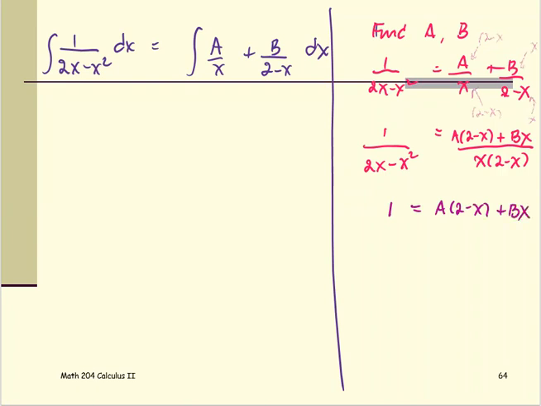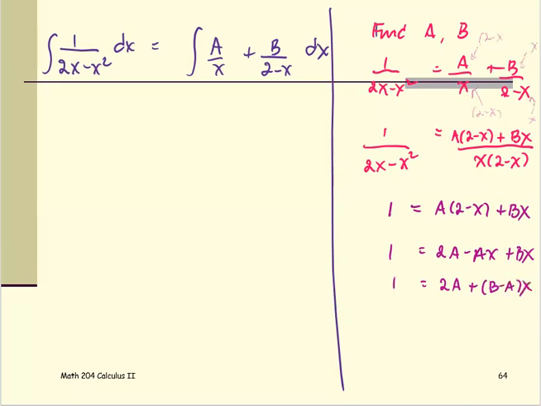And I'm going to find the values a and b. You could expand all of them and then equate the coefficients. So this is the first case. 1 equals 2 times a minus a times x plus b times x. So that means I have the standalone number as 2a, and then the coefficient of the x as b minus a.